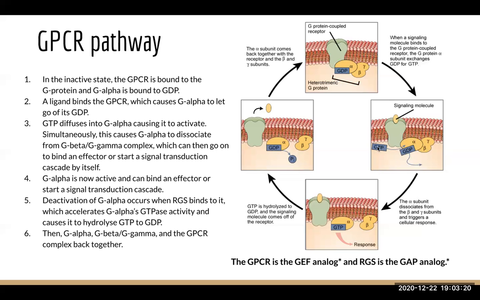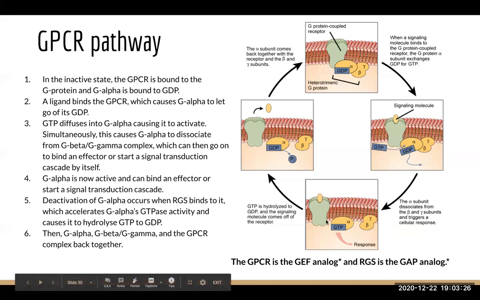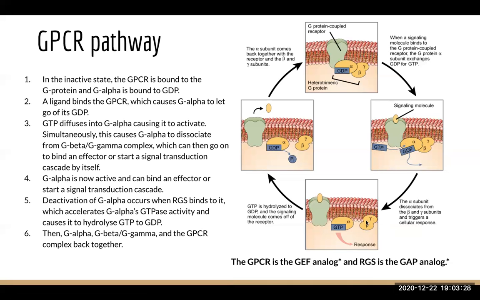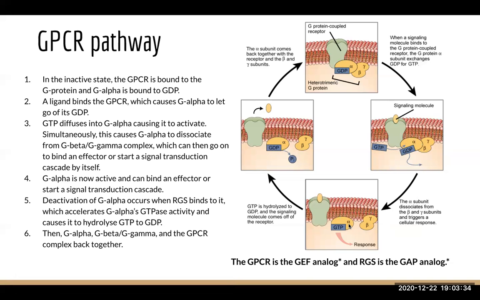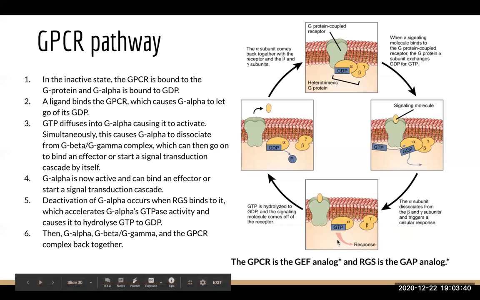When GTP diffuses in, G alpha dissociates itself from the G protein receptor, as well as from G beta and G gamma. So when G alpha lets go of its GDP and allows GTP to diffuse in, it's then going to do whatever response it may be.